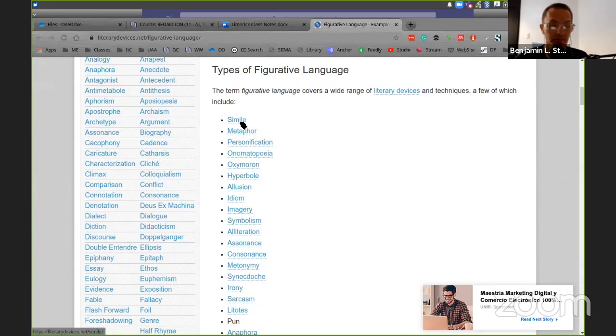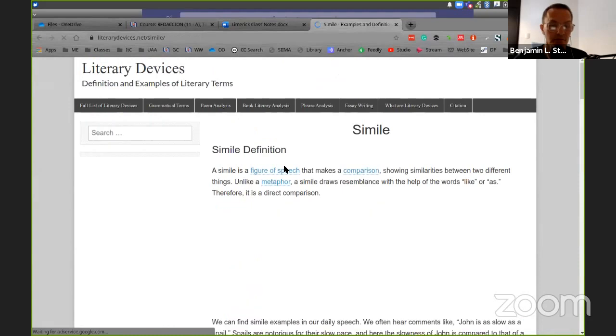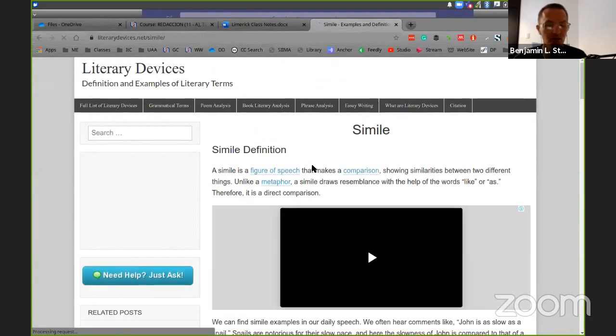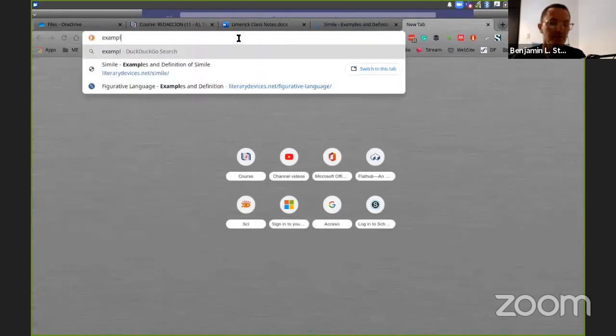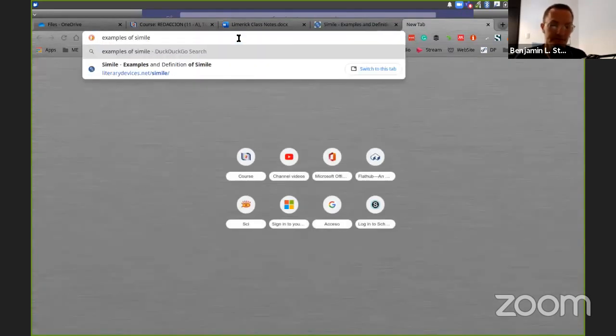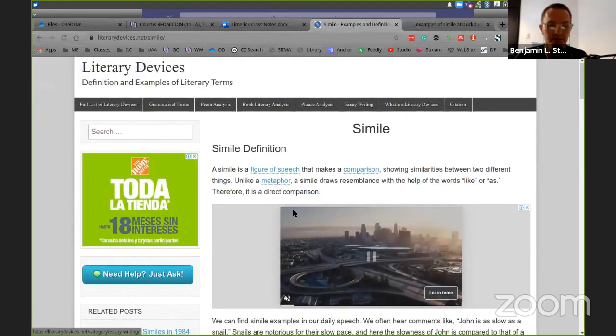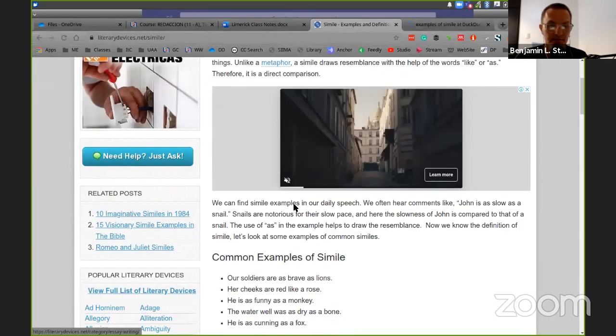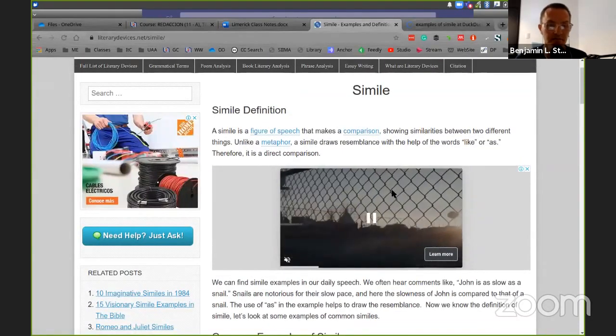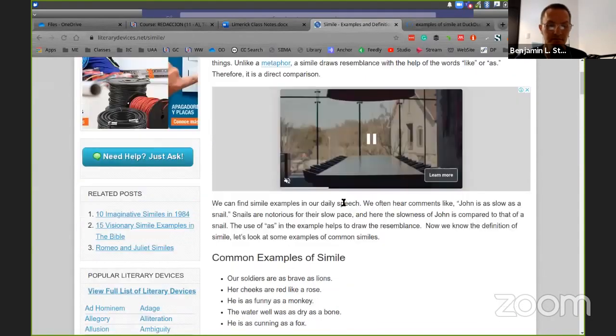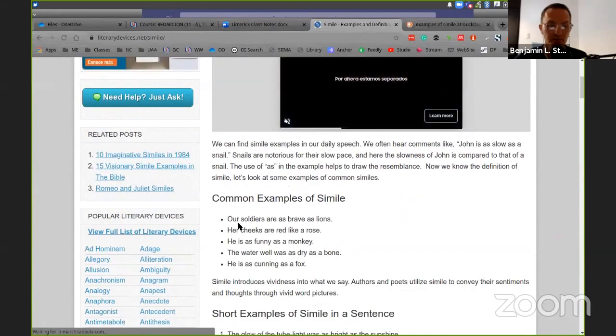So one of the best things you can do is to go into either this page or just type in examples of similes. All right. So here we've got what a simile is. And then we have examples.